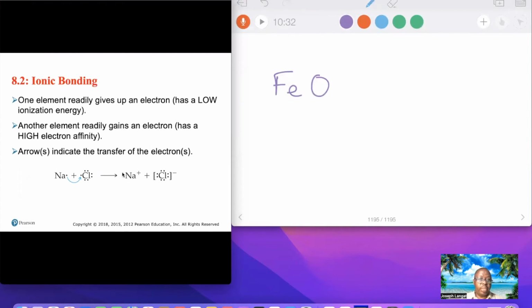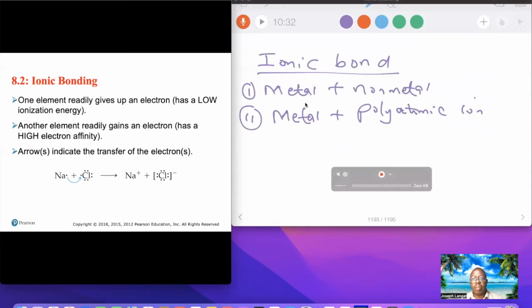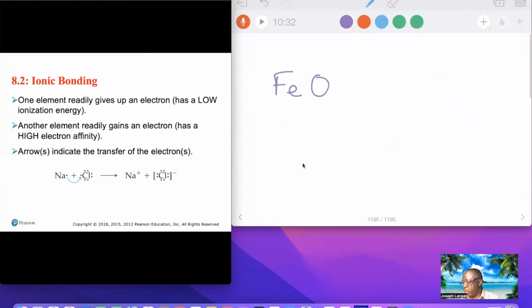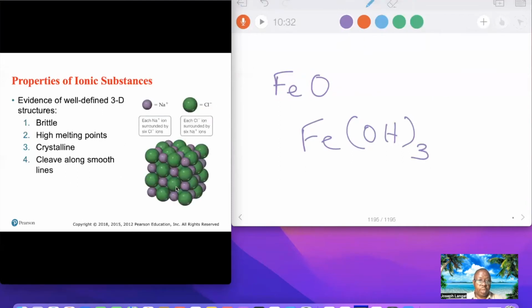So ionic bonding is not only restricted to sodium chloride. If I can see that there is a metal and a non-metal, or metal and a polyatomic ion, then you should be able to conclude that it is ionic bond. For example, iron 3 hydroxide, this has a polyatomic ion involved in there, hydroxide. Right, if there is a carbonate, then you know that is what it is.